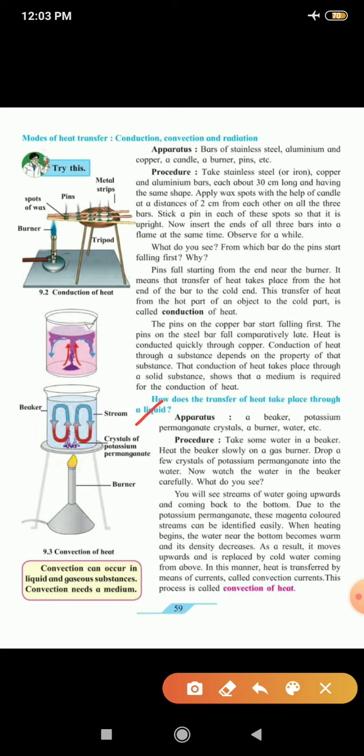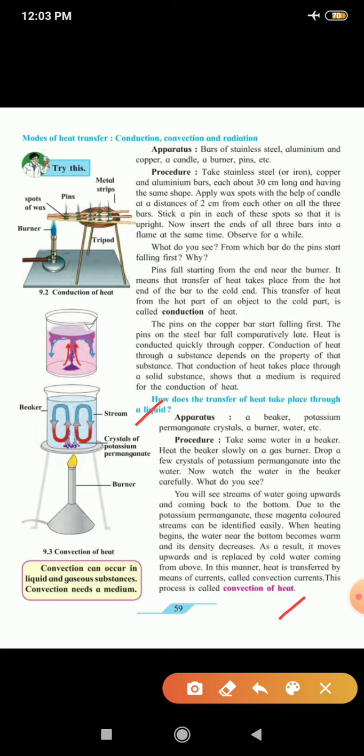In the picture you can see in the beaker those arrows, blue and orange. So those are the streams of potassium permanganate. Now, when heating begins, the water near the bottom becomes warm and its density decreases. As a result, it moves upwards and is replaced by cold water coming from above. In this manner, heat is transferred by means of currents called convection currents. You can underline that, convection currents. This process is called convection of heat.